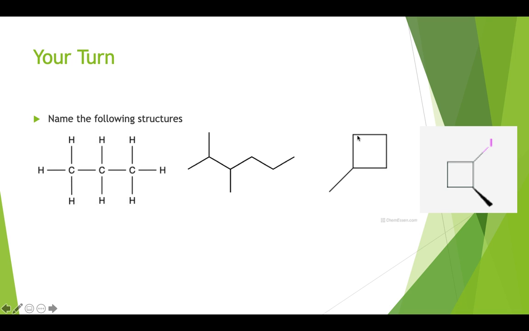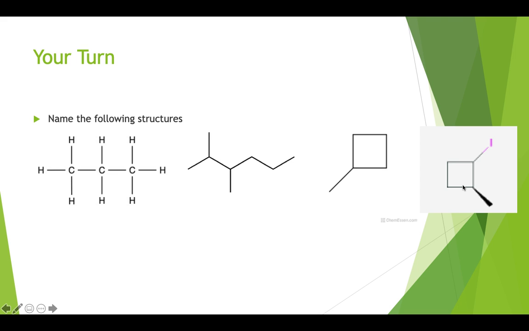This is a group that is in a ring. So it's going to be cyclo. There's 4 carbons, so cyclobutane. So methylcyclobutane. You do not have to put a number here, but you can if you wish. The reason you don't need a number is because wherever that branch comes off would be carbon 1.